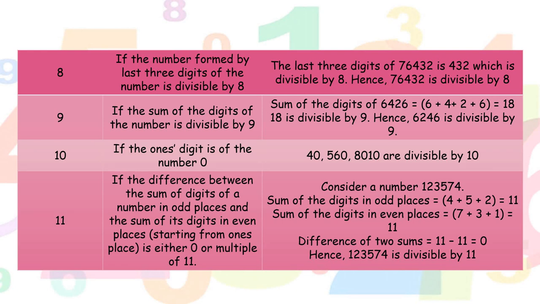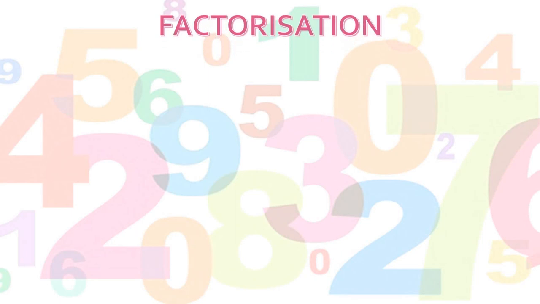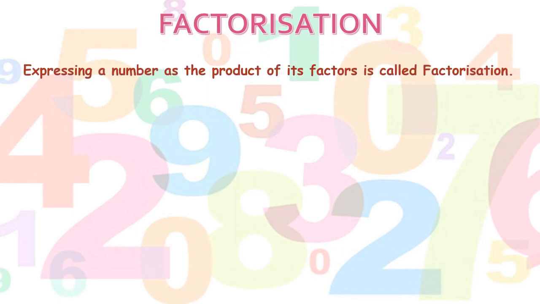Now let's come to the new topic, factorization. What is factorization? Expressing a number as the product of its factors is called factorization. Okay, like for example 60, if you write it as 2 into 6 into 5, so 2, 6 and 5 are its factors, and when all three are multiplied they give 60. So this is factorization of 60.